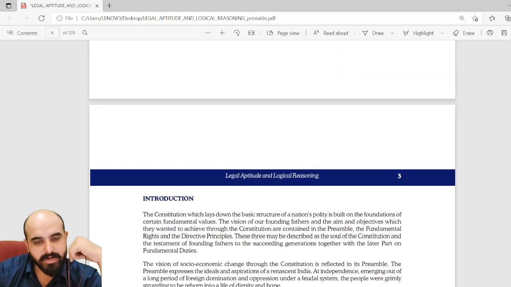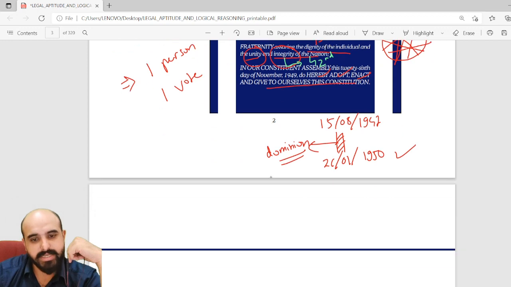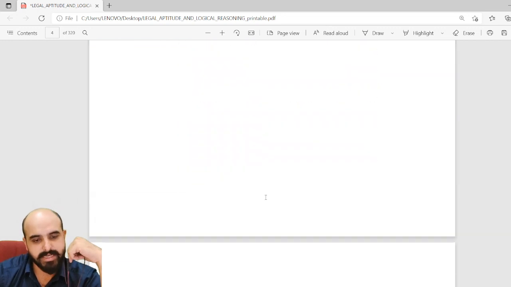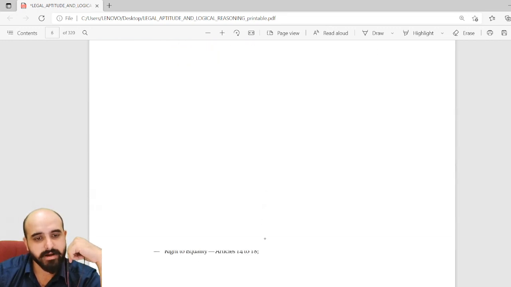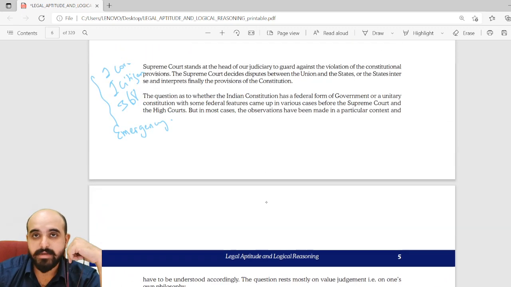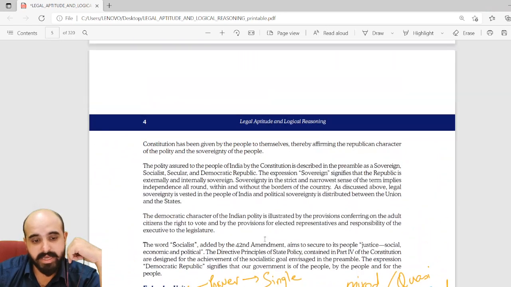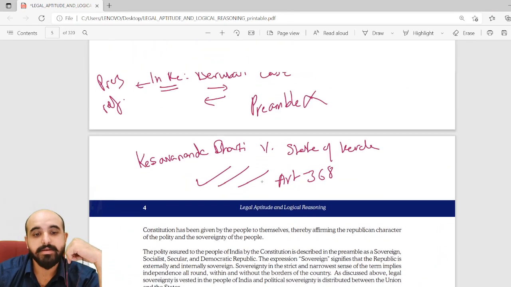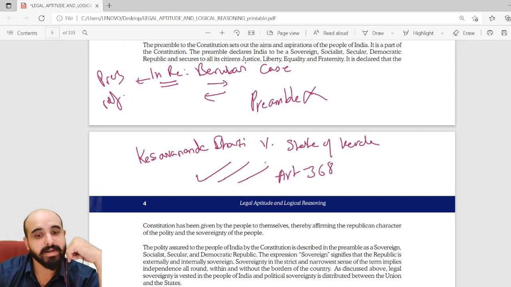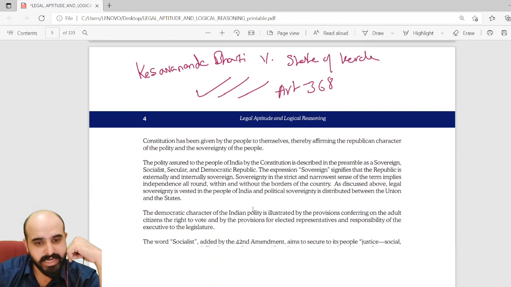Then I told you what a dominion is. I told you what universal adult franchise is. We went through the introductory portions as well. We talked about 2 cases, the In re Berubari case and the Kesavananda Bharati case, right? This is the most important judgment. We will cover it in the basic structure doctrine. It is very important. Do not forget this case. You may be asked a lot of MCQs just from this case. Talked about Article 368.